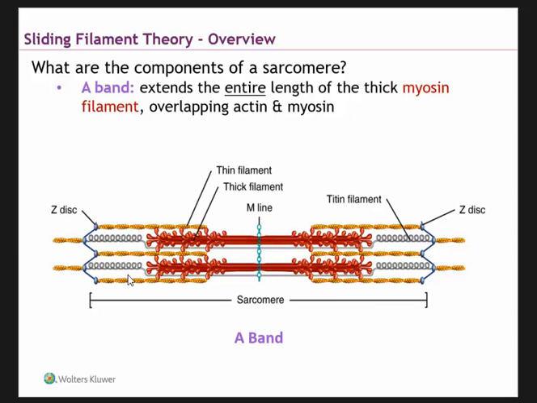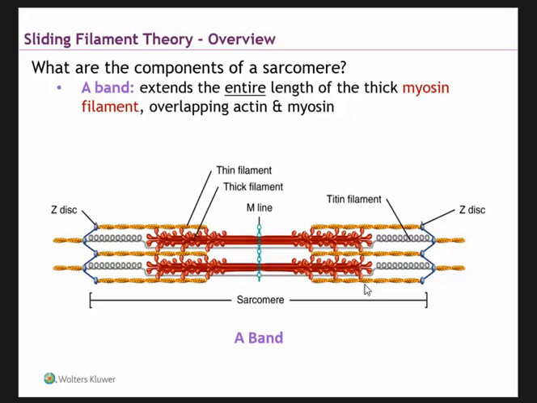So we see that there. It extends all of the red. So everything in the red, where the red is contained. So it extends the entire length of the myosin, but it overlaps actin. So actin is inside the A-band.